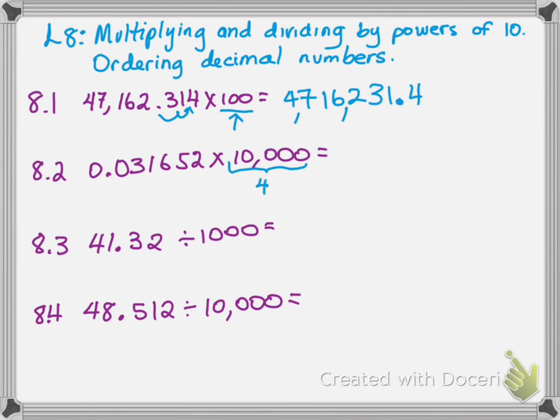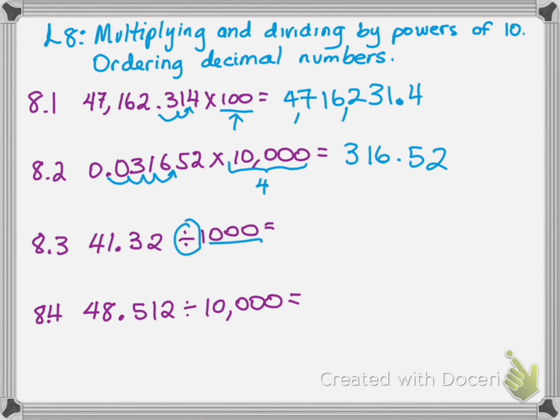Example 8.2, we have to also divide by this power of 10, which is 10,000, and that has 4 zeros. So we're going to move the decimal to the right 4 times. When we do that, we do not have to write the first 2 zeros, and the answer will be 316 and 52 hundredths.